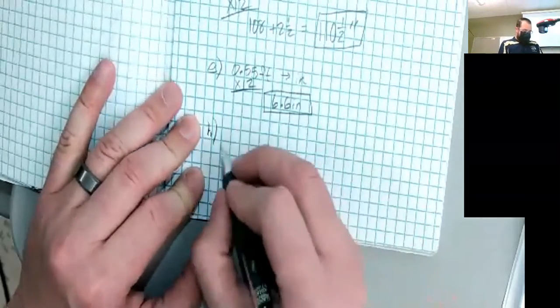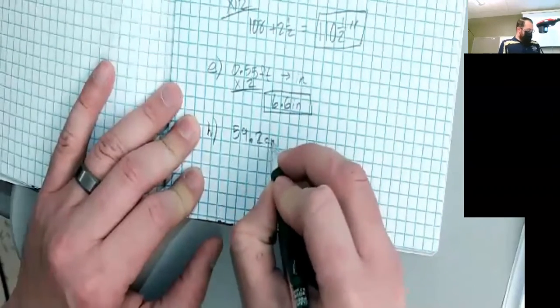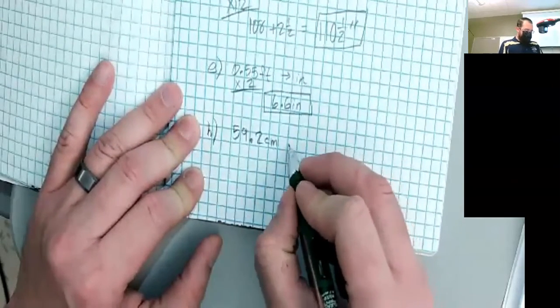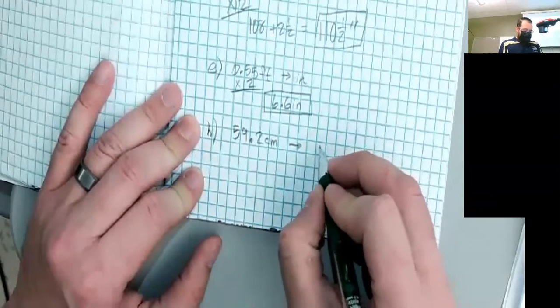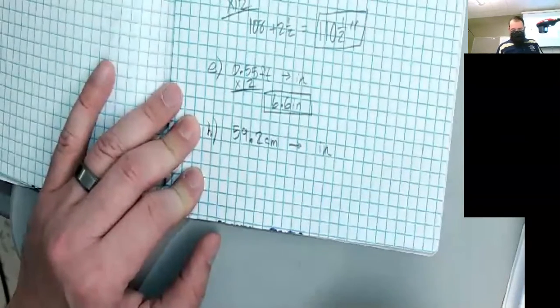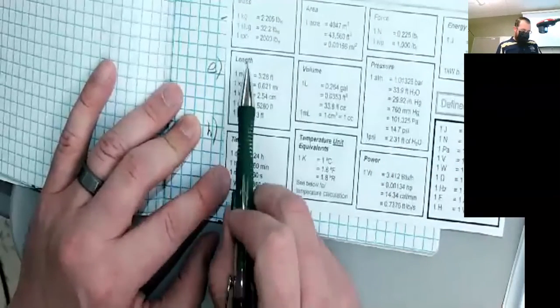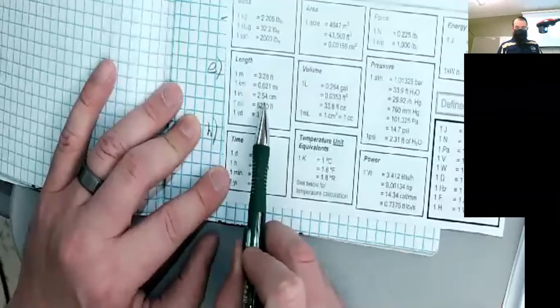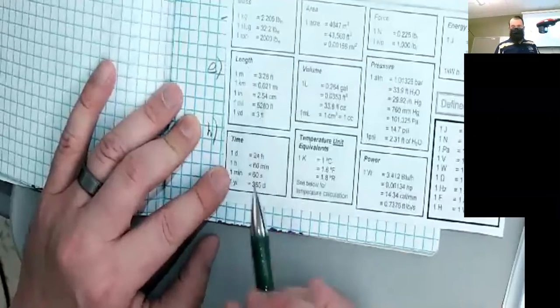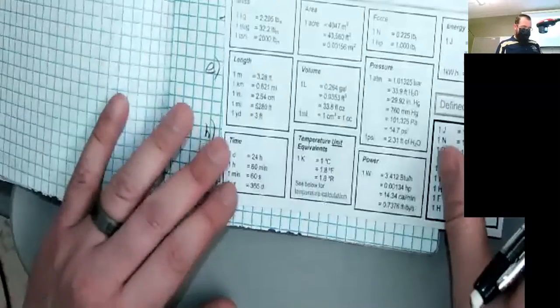H says 59.2 centimeters, and they want it in inches. Now the conversion rate on the conversion paper that I had on the screen says that for length, 1 inch equals 2.54 centimeters. So an inch is about 2.5 centimeters.